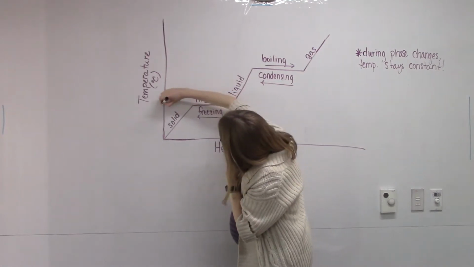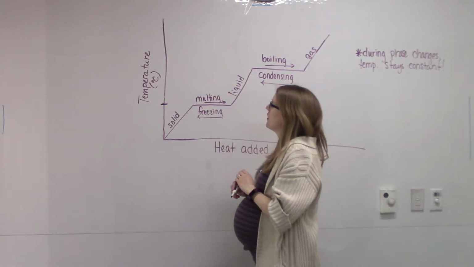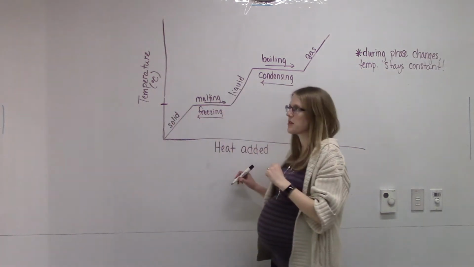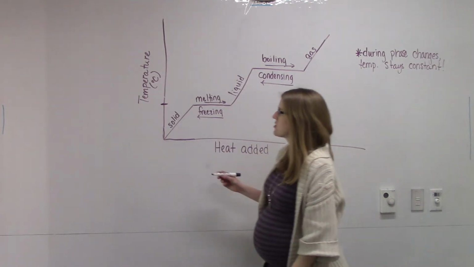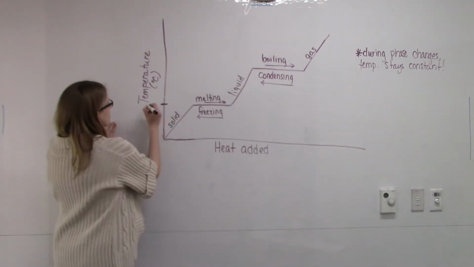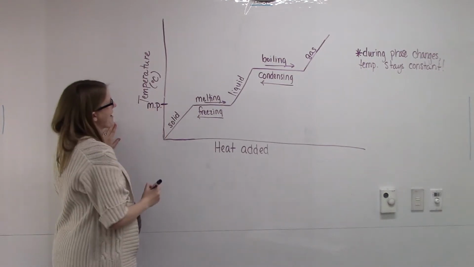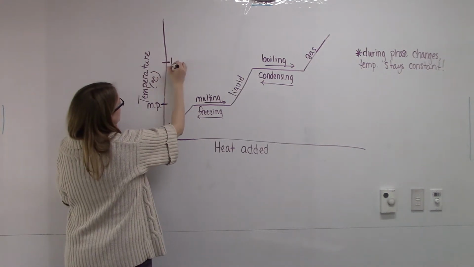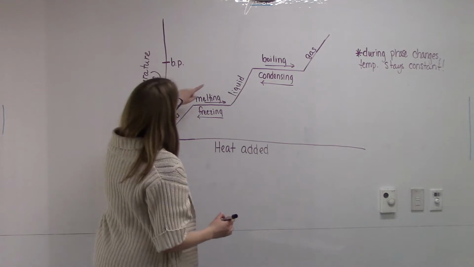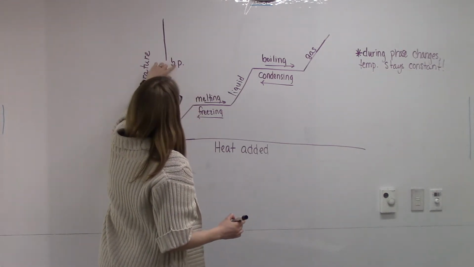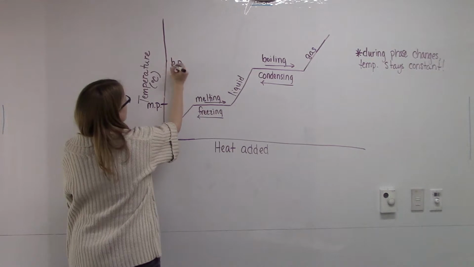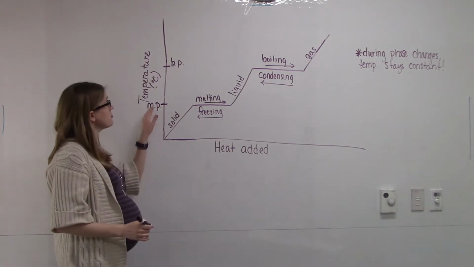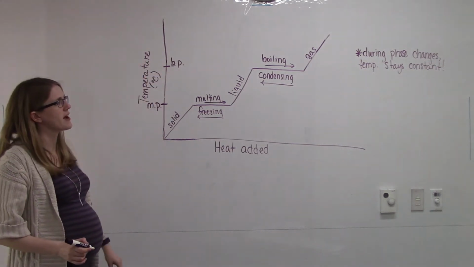Now, here are some other things I need to label. Let's look at this point right here on the graph. This point right here is the temperature at which something melts. Do you see what that is? It is the melting point. Whereas this temperature right here is the boiling point, because it's the temperature at which something boils. Melting point, boiling point. That's the actual temperature, so it's on the y-axis.